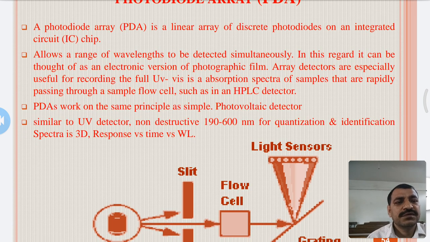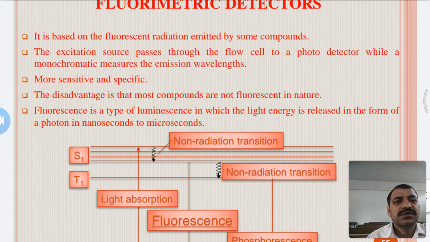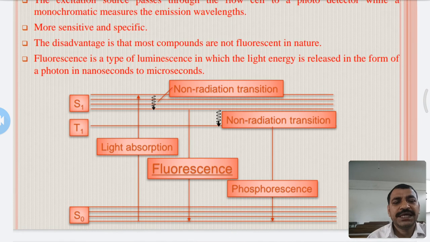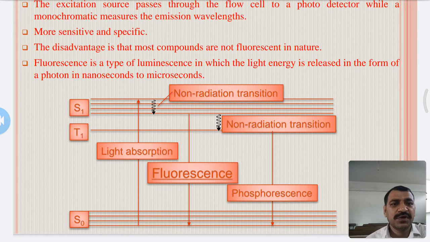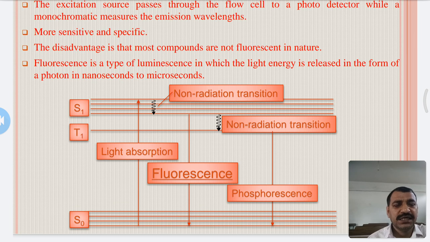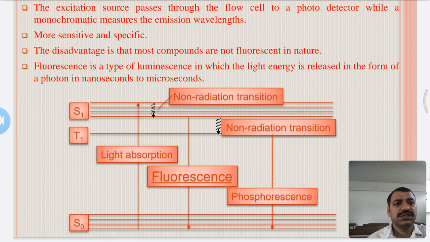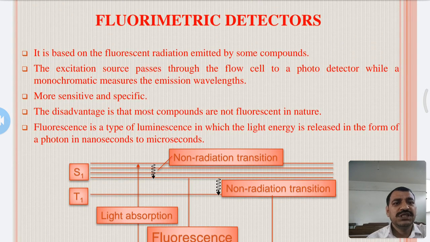Next is the photodiode type of detector, the fluorescent detector. Not all compounds are fluorescence active. First, light falls on the sample, and they absorb light and get excited to the S1 state, and then they transfer light in the form of fluorescence as well as phosphorescence. So these fluorometric detectors use fluorescent radiation emitted by some compounds. Light falls on the sample and then light is emitted by some compounds. Some compounds absorb and do not get excited, and they do not transfer fluorescence or luminescent light.